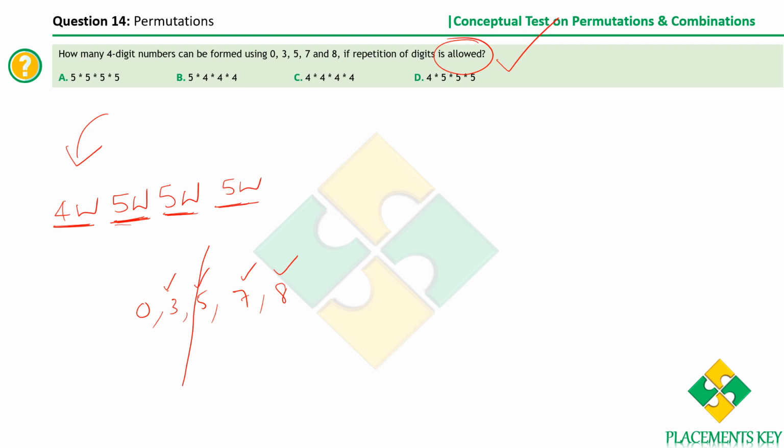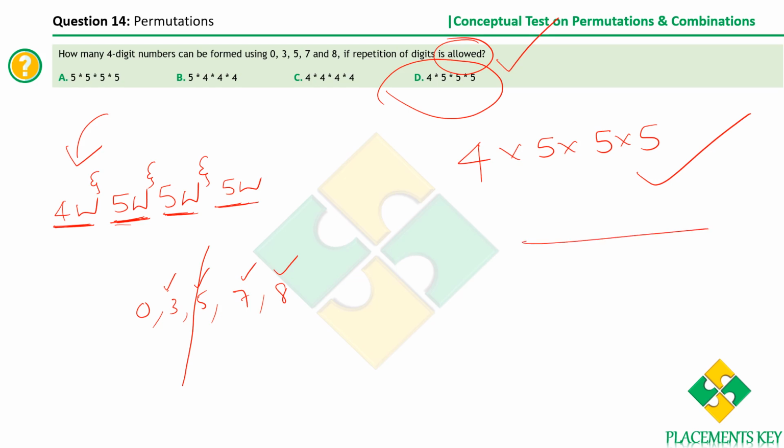Okay. So now the first blank should be filled, and the second blank, and the third blank, and the fourth blank. Since it's an AND, what is the answer? It is 4 into 5 into 5 into 5. This is the answer. So where is it here? It is option D. So this is how we can solve questions related to this by using blanks.